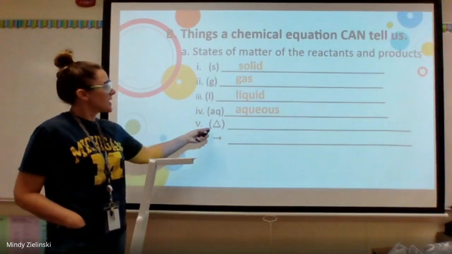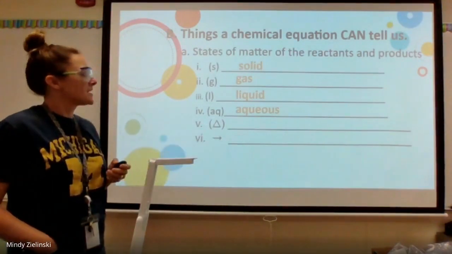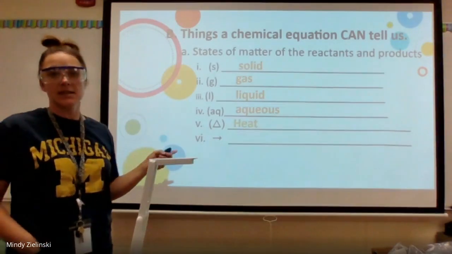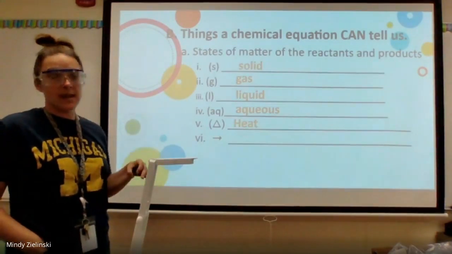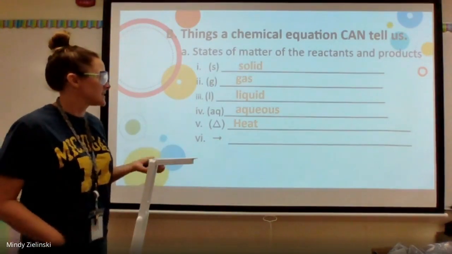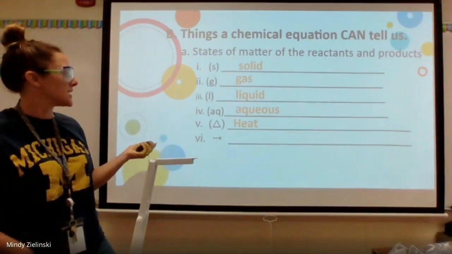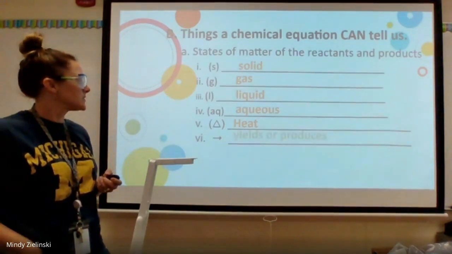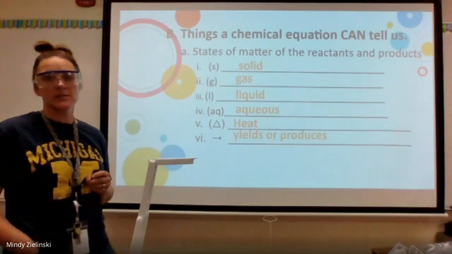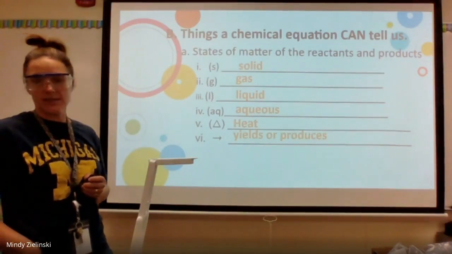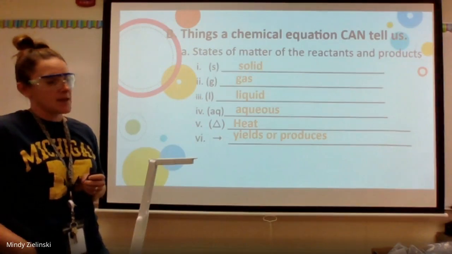If we see a little triangle, and a lot of times that triangle will be written on top of the yield sign, on top of the arrow, that means that heat might need to be a catalyst, it could be, or maybe heat is released, could be another way, or maybe heat is needed. So we might see a triangle at times for heat. And then again, we already wrote this up above, but just remember that the big arrow that we'll see between reactants and products is telling us that it yields or it produces something, okay?